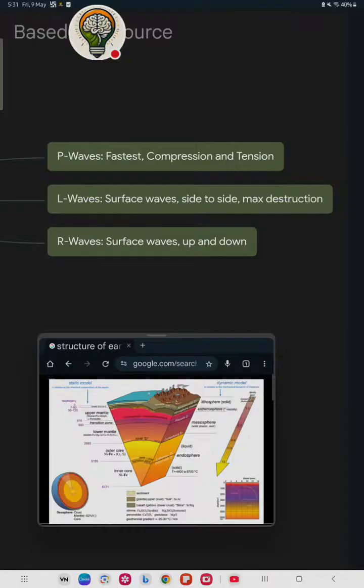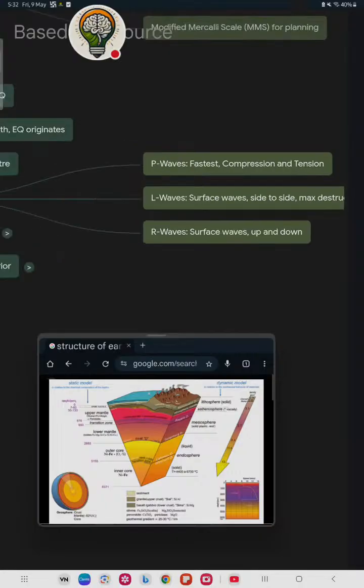So the P wave is longitudinal, and the L wave is side to side, and the R wave is a surface wave, and it is transverse in nature. So P, L, and R are the three waves. The L wave does maximum harm to buildings. So P and L are longitudinal, and R is transverse in nature.